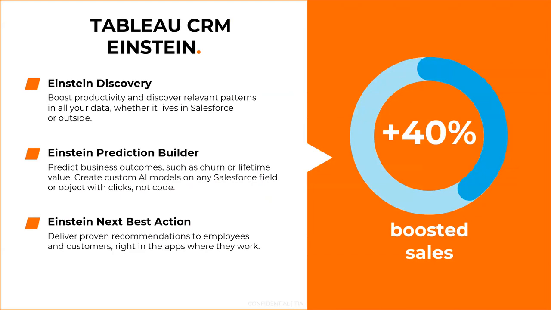The second element is the Einstein Prediction Builder. It lets you make predictions about almost any field on any object in Salesforce with just a few clicks. Then you can use the predictions to create or modify workflows, focus your efforts, and work smarter. So no models, no algorithms, and best of all, no code. So point, click, and predict.